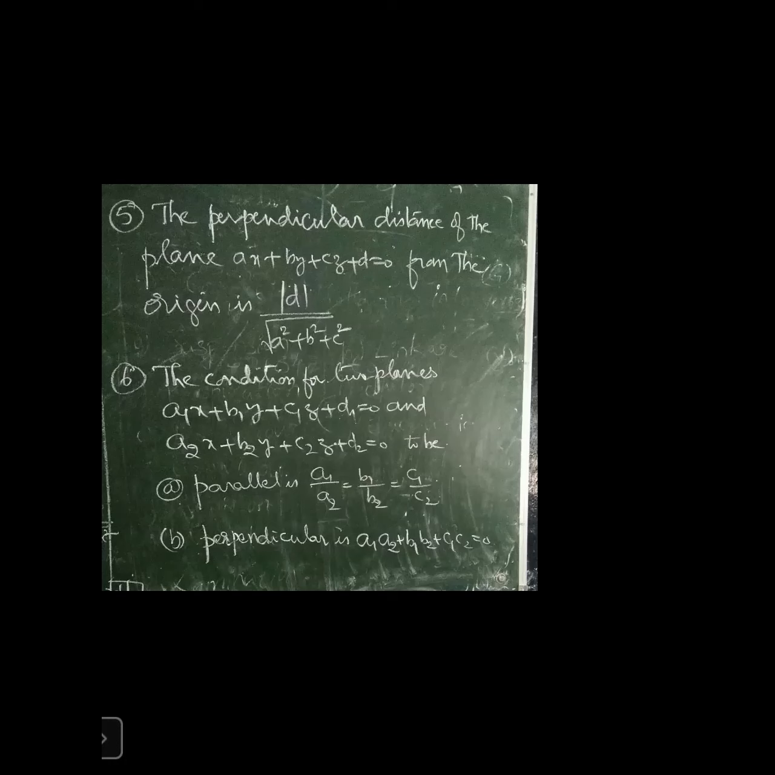Next, point number six. The condition for two planes A1X plus B1Y plus C1Z plus D1 and A2X plus B2Y plus C2Z plus D2 equal to zero to be parallel is A1 by A2 equal to B1 by B2 equal to C1 by C2, and perpendicular is A1A2 plus B1B2 plus C1C2 equal to zero.